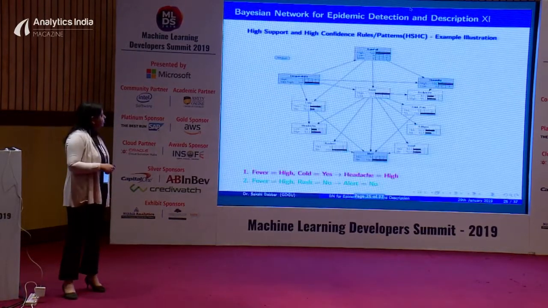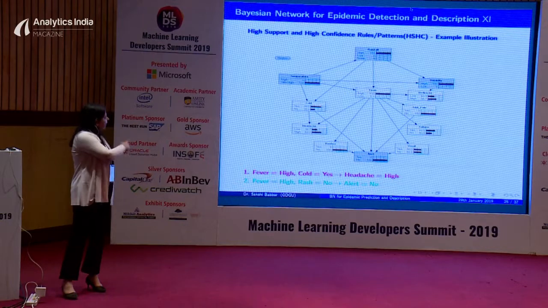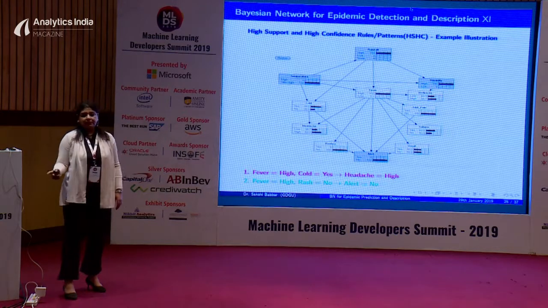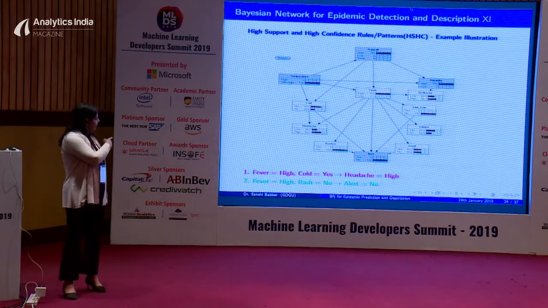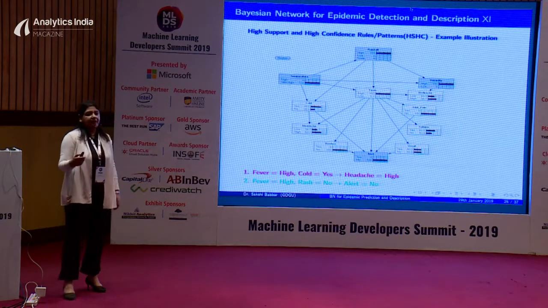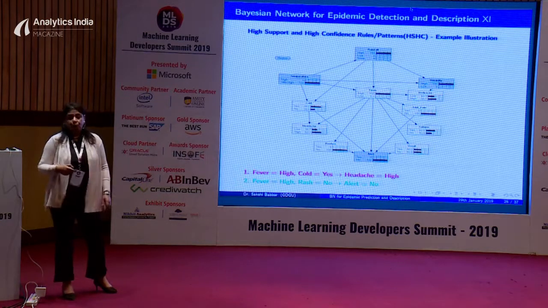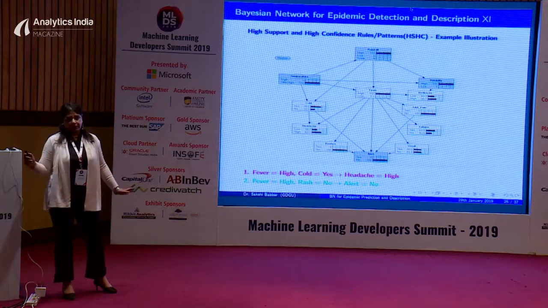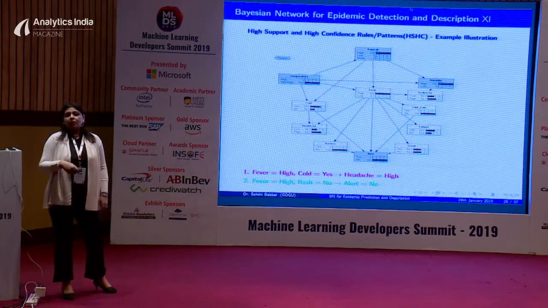Right? So as an example, suppose I have set the values of environmental variables here. I know the temperature is very high, rainfall is very high, humidity is high, and there is no alert in the past. Then what are the high support, high confidence rules? The first rule is that fever is high, cold is yes, headache has to be high. That is one rule that is applicable when there is no alert, because alert is set to no. Similarly, the second rule is fever is high, rashes no, and that is the reason there is no alert. So these are the patterns that we can mine from every causal structure that is captured in the Bayesian network.